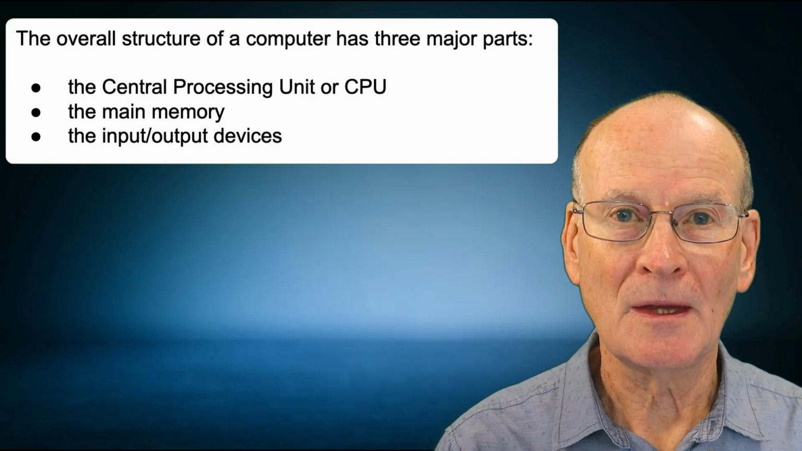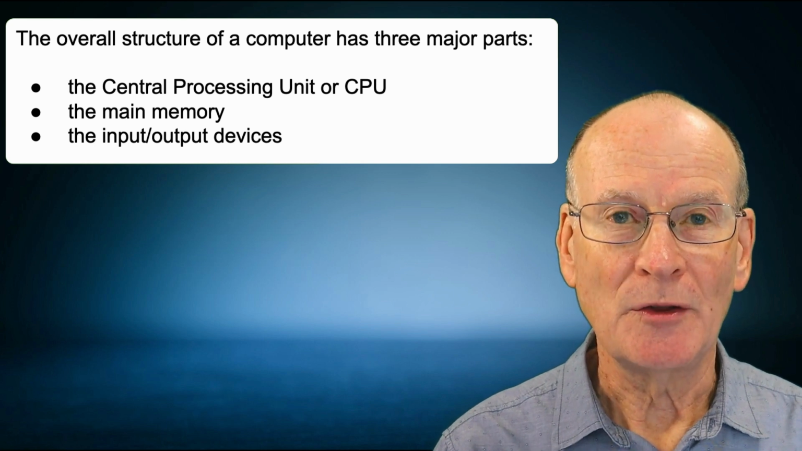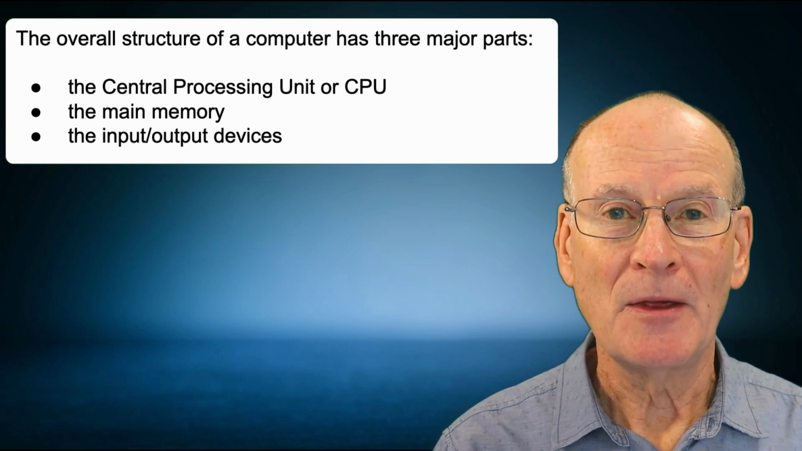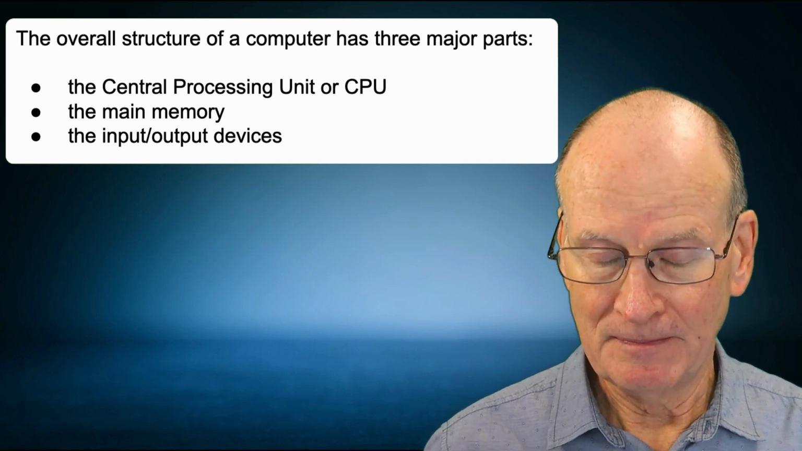This video follows on from the one where I talked about representing instructions as strings of binary digits. Now I'll extend that to programs, sequences of instructions, and talk about the overall architecture of the instruction set of the computer. The overall structure of a computer has three parts. It's got the central processing unit, the main memory, and the input-output devices.